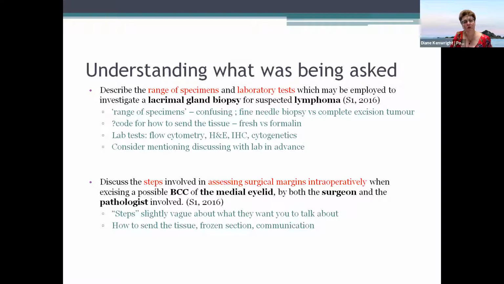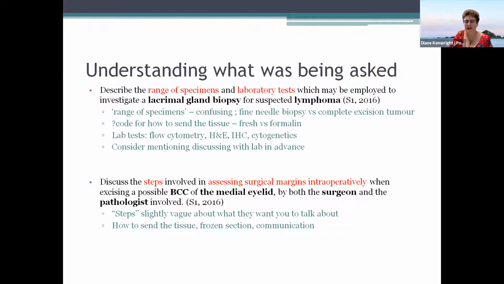So in the top one, where we're describing the range of specimens, so let's think of what range of specimens you would send to the lab. You could send an FNA, you could send an incisional biopsy, you could send an excisional biopsy, and you would probably want to send it fresh. In the sarcoma questions, all pediatric tumours need to come fresh because their biology is driven by mutations, and it's the same with sarcomas. So always send peds tumours and sarcomas fresh.